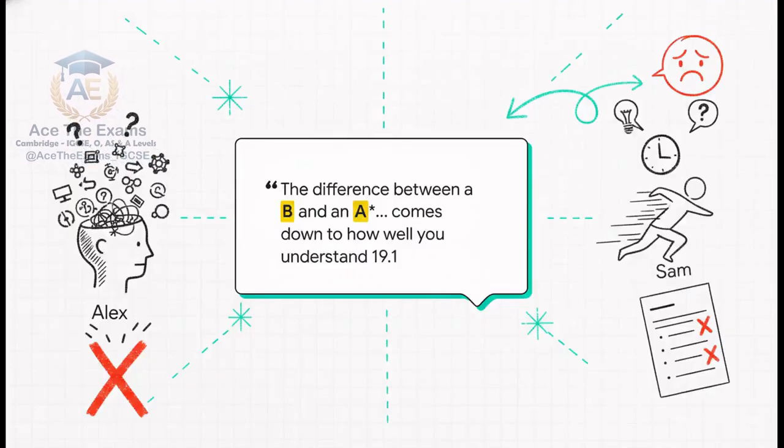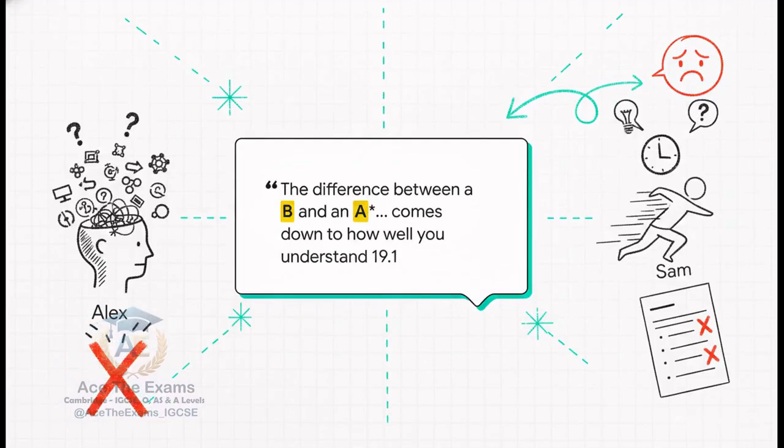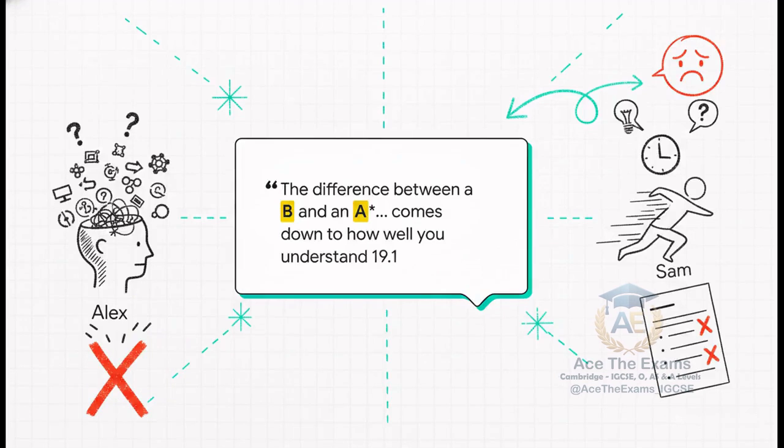Look at this slide. What's really interesting here is this direct quote from an actual Cambridge senior examiner. It reveals exactly how unbelievably high the stakes are for this specific topic. The difference between a B and an A star comes down to how well you understand 19.1. You see, this is the exact threshold where average students completely fall apart under pressure.